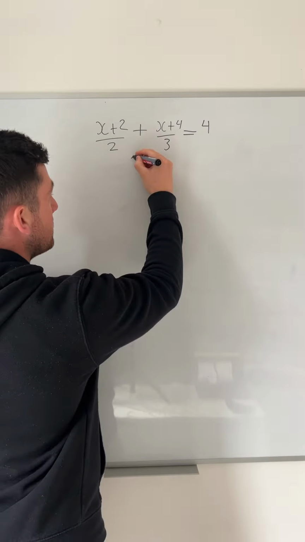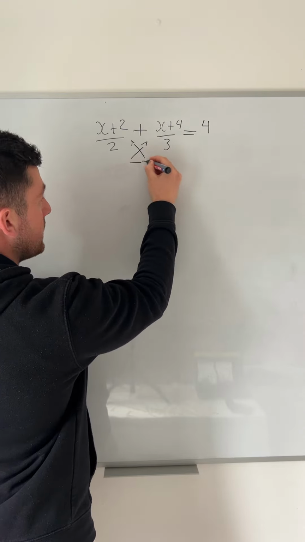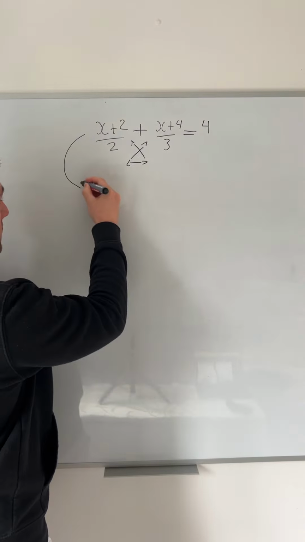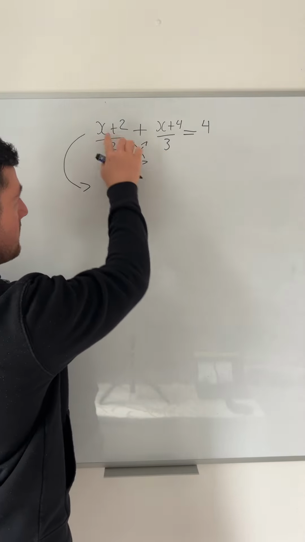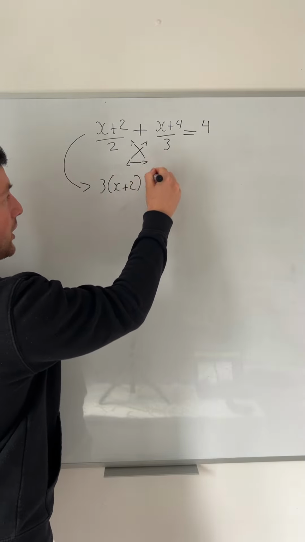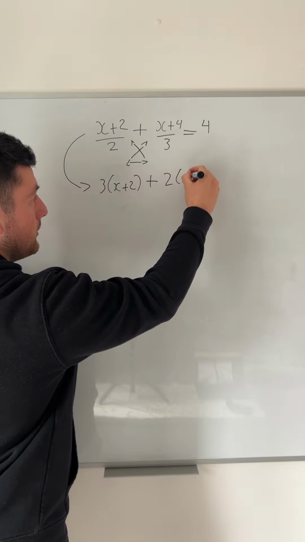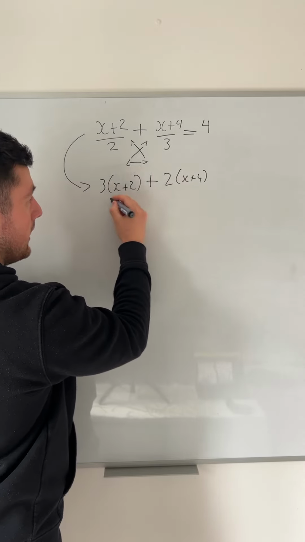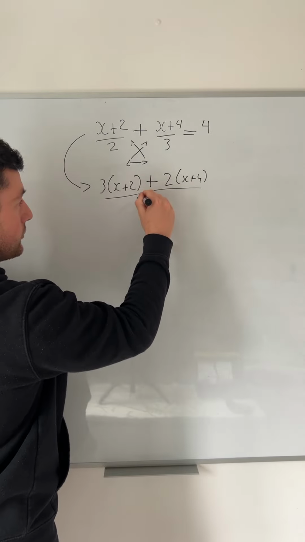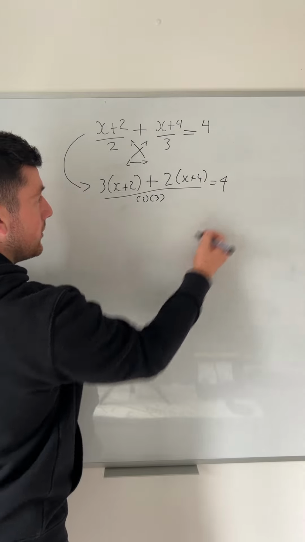We bring the bottom left to the top right, then the bottom right to the top left, and then we multiply our two denominators. So what it looks like going from this to this is that we take the 3 and we multiply it by the x plus 2. So you have 3 times x plus 2, plus, we bring the 2 up to the x plus 4, 2 multiplied by x plus 4, and then that's all divided by 2 multiplied by 3. And of course, it's all still equal to 4.